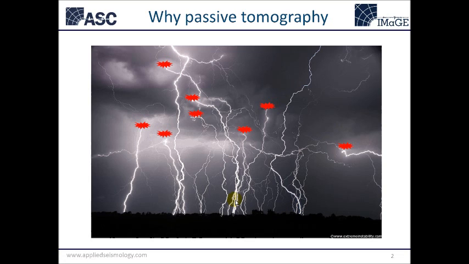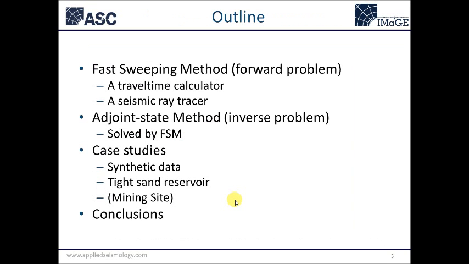Passive travel time tomography is such a technique to image part of the Earth illuminated by the seismic waves. Travel time tomography usually takes two steps. The first step is to calculate the travel time based on your initial model. And the second step is to update your velocity in order to minimize the differences between your prediction and the calculation. In our case, we use the fast sweeping method to calculate the travel time.